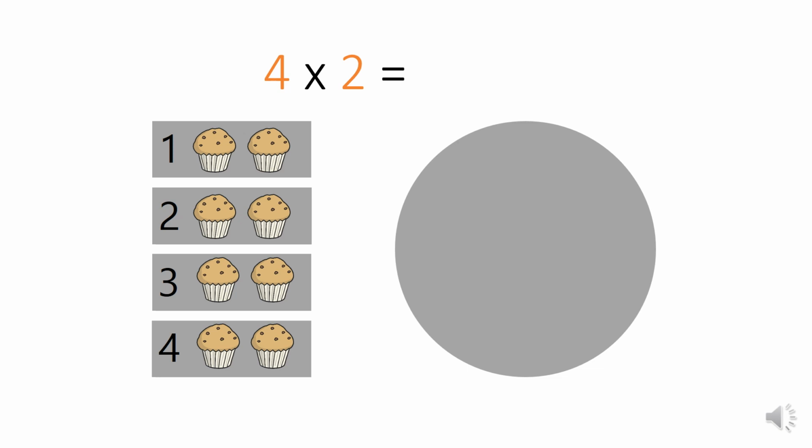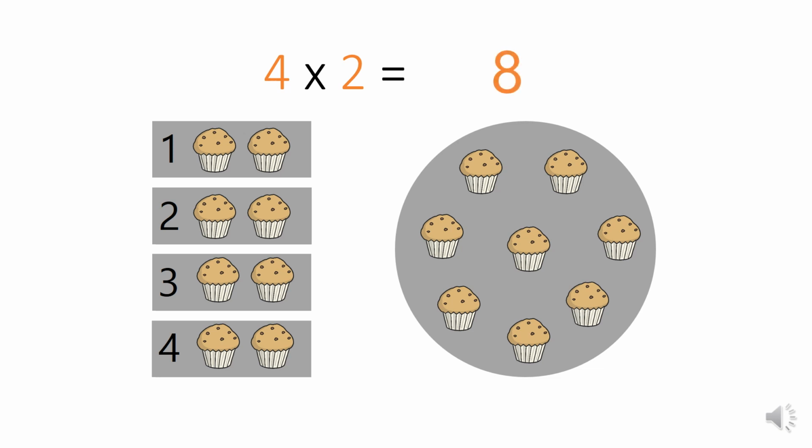You might remember this picture. Here is an array using muffins. So we've got 4 equal groups. There are 2 muffins in each group. 4 times 2. Then I can use my knowledge of counting in twos to work out the answer. 2, 4, 6, 8. 4 times 2 is 8.